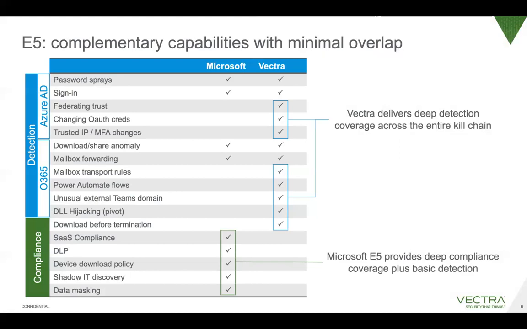We also take a look at unusual external team domains, DLL hijacking, and download before termination. We can see when a user is about to leave the organization and downloading a tremendous amount of data. And as I mentioned before, when it comes to phishing, DLP, compliance, shadow IT discovery, those features are very well covered by Microsoft E5 licenses.